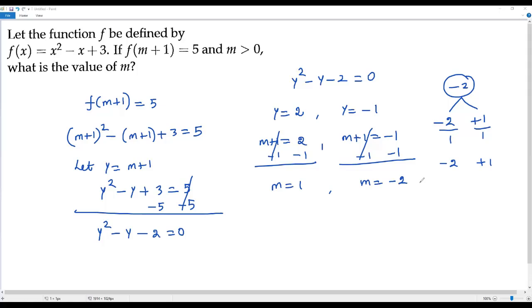I got two values for m: one is positive 1 and the other is negative 2. But the question clearly says m is greater than 0. So among these two values, we have to consider the one which is greater than 0. Clearly it is 1. Therefore, the value of m is 1.